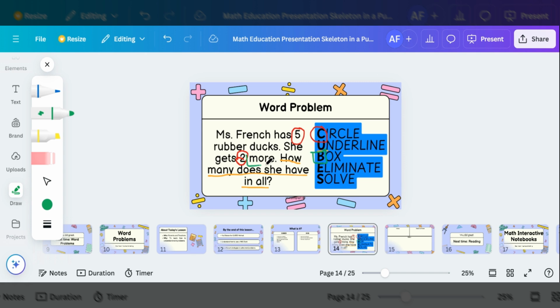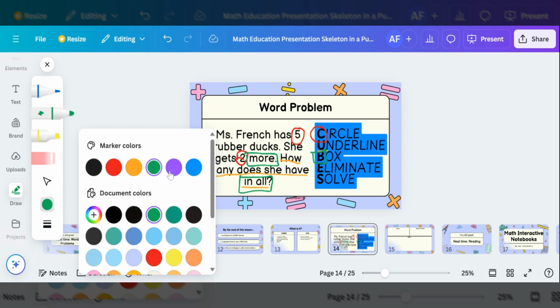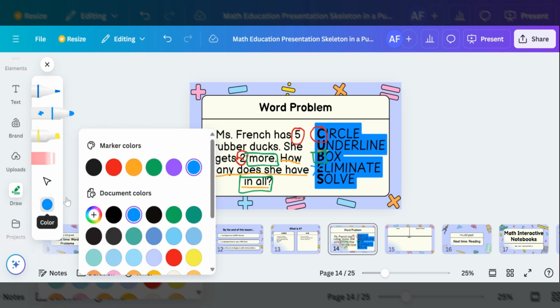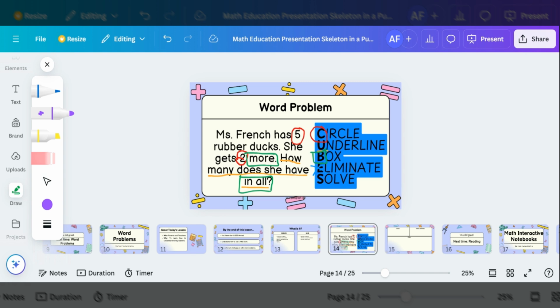Our important words, our key words here are more and in all. When you're in kindergarten and for most of first, these words typically mean that we're going to add or put things together. The next step is to eliminate any information that's not helpful. Luckily, this problem's straightforward. There's nothing that's not helpful. Usually, that information is any extra numbers or extra actions that won't help us solve the question.